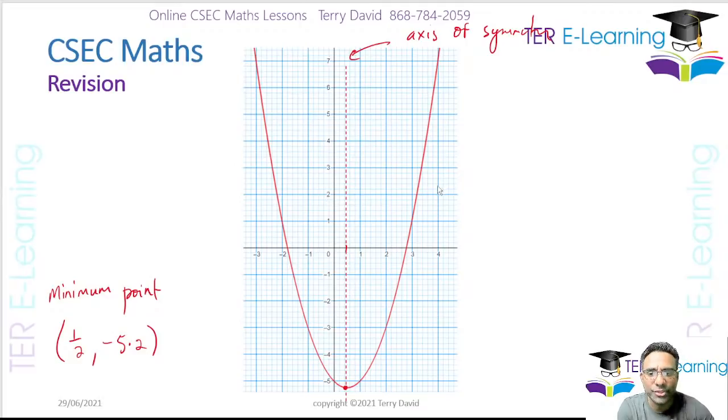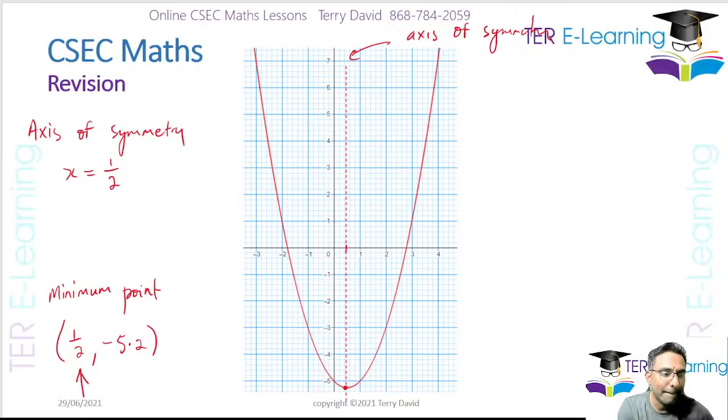The next thing I want you to know is the equation of this axis of symmetry. Your axis of symmetry is always the x coordinate of your minimum point or your maximum point. So my axis of symmetry is going to be x equals whatever the x coordinate of your minimum point is. So it's going to be a half. The equation for that axis of symmetry is x = 1/2.